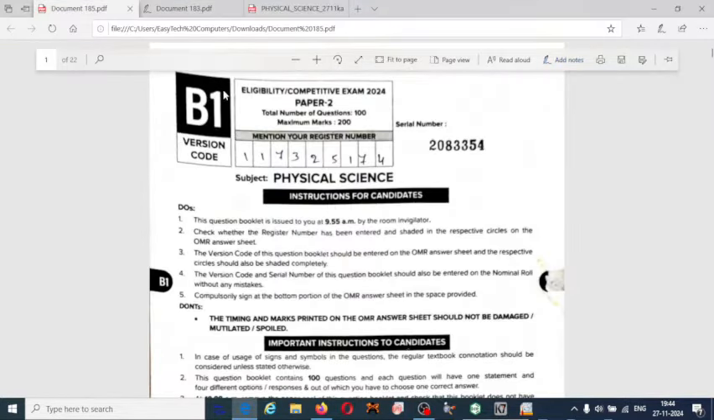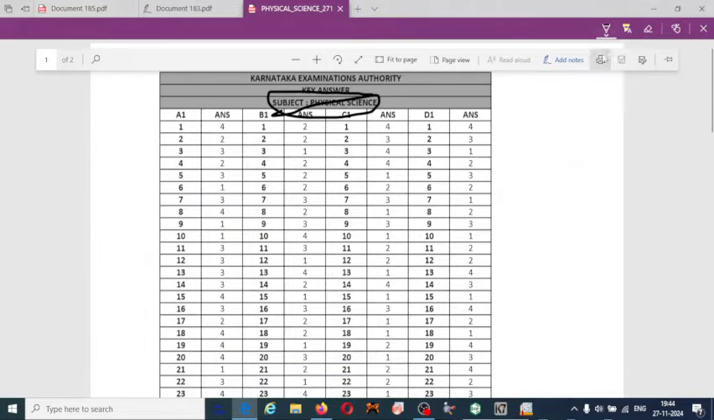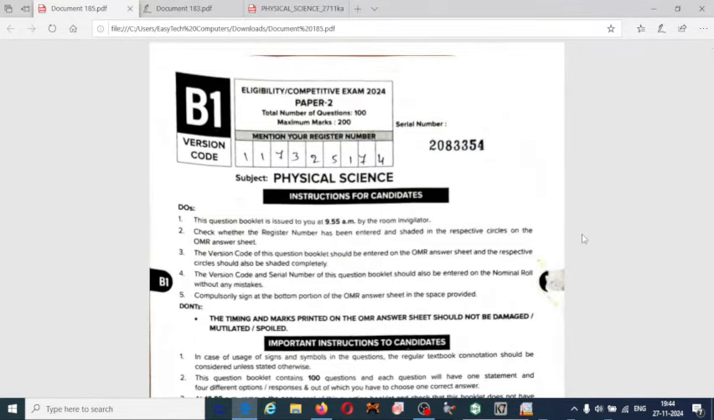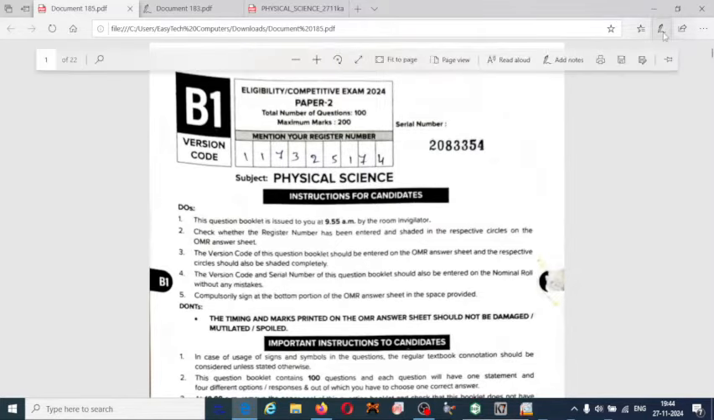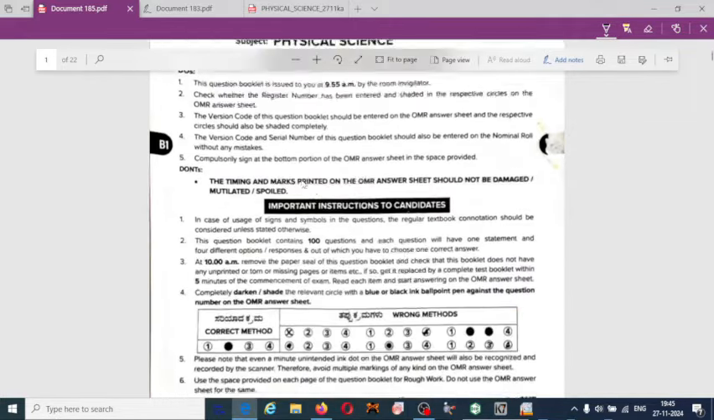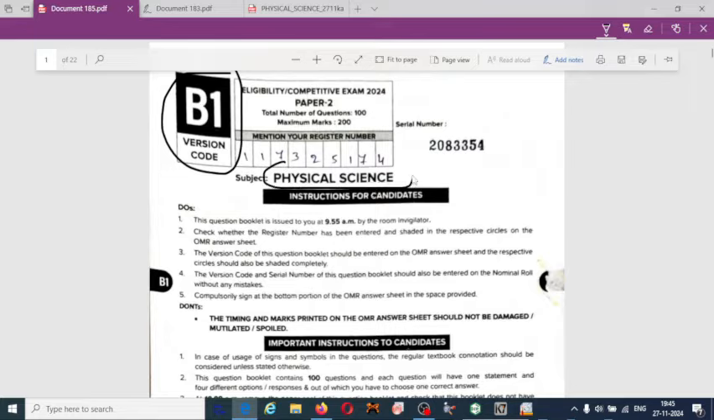As I have the question paper with version code B1, I am going to verify the answer key for this question paper. Here is B1. So let us verify here, and I will also solve some of the questions. The first question for version code B1, for the physical science subject.